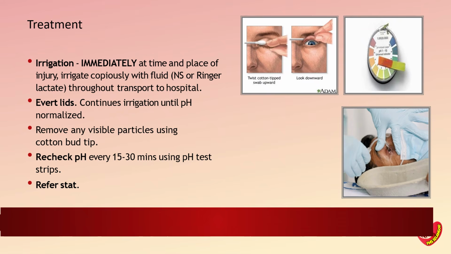Irrigation is the cornerstone of managing chemical burns and should be initiated by bystanders and continued as transfer of care takes place between the clinic, ambulance, and the ophthalmologist. The goal of irrigation is to remove the offending substance and restore the physiologic pH. It may be necessary to irrigate as much as 20 liters to achieve this. Eyelids should be everted and any visible particles should be removed using cotton buds during the process of irrigation. And not to mention, all cases of chemical injury need to be referred to ophthalmologists without delay.